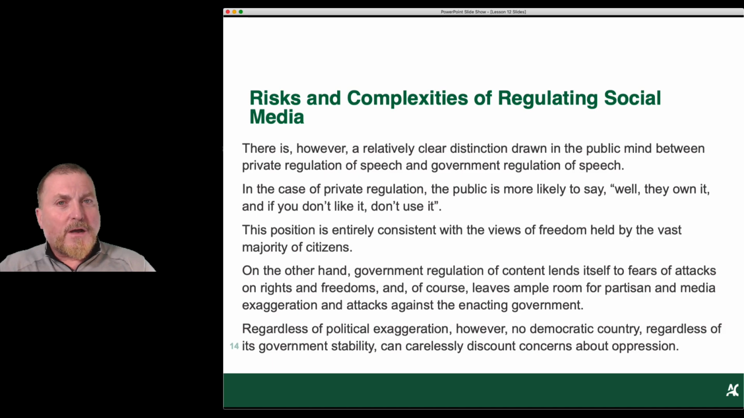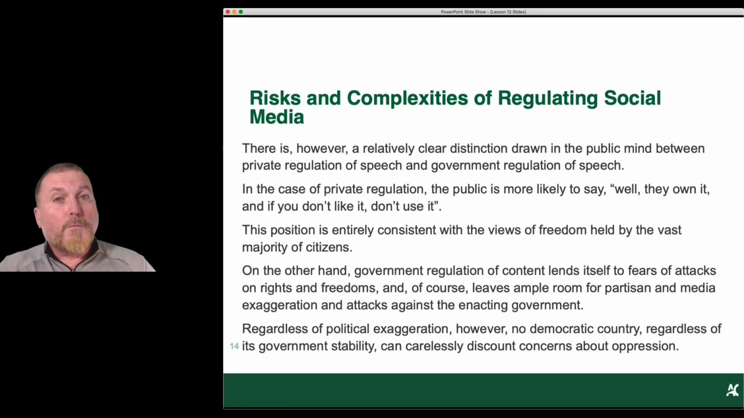On the other hand, government regulation of content lends itself to fears of attacks on rights and freedoms, and of course leaves ample room for partisan and media exaggeration and attacks against the enacting government, right? Regardless of political exaggeration, however, no democratic country, regardless of its government stability, can carelessly discount concerns about oppression, right? That's what makes government regulation of social media so difficult. The difficulty of it technically, the difficulty of it from selling it politically, the people's concerns about it, all of these things weigh into limiting what an elected government within a liberal democracy can realistically do to protect the people from the harms of social media.